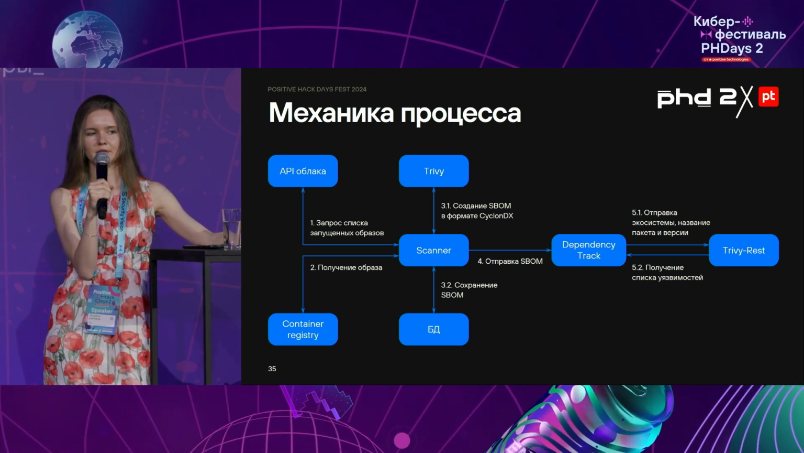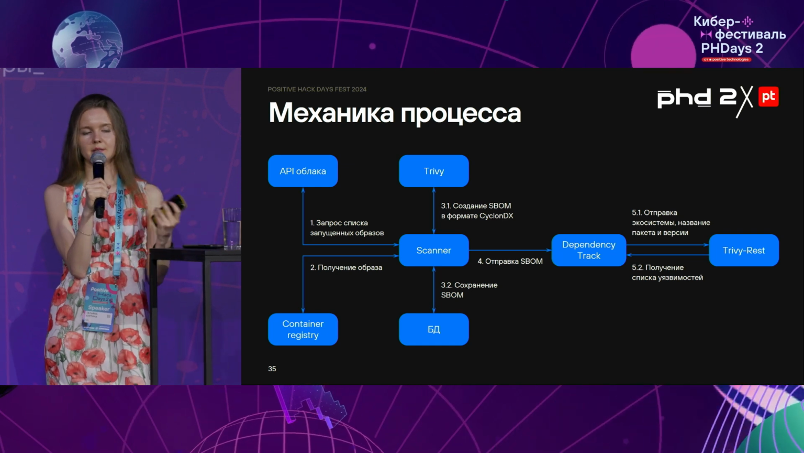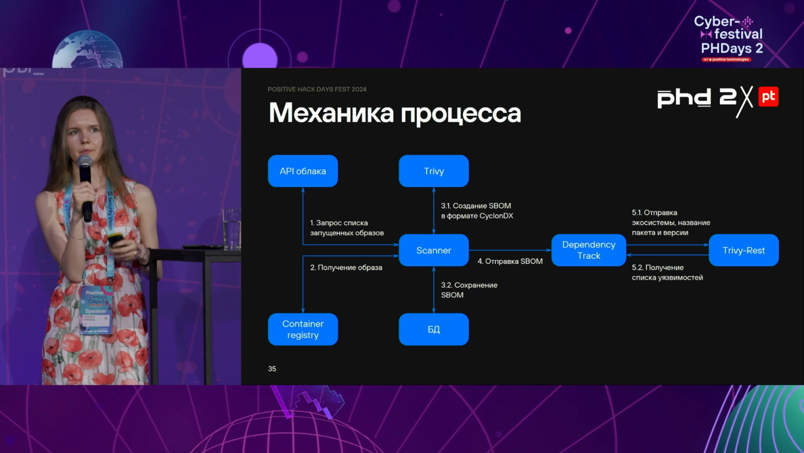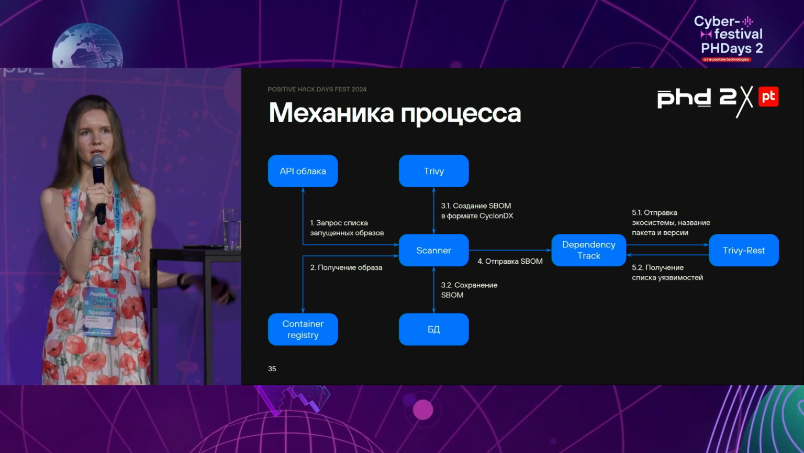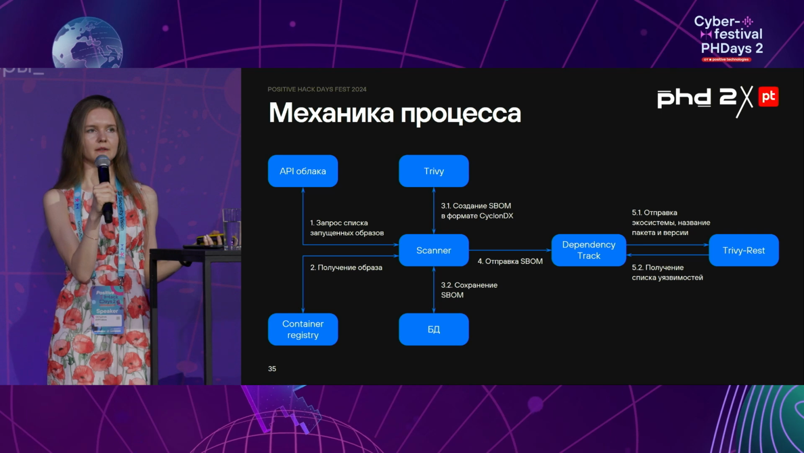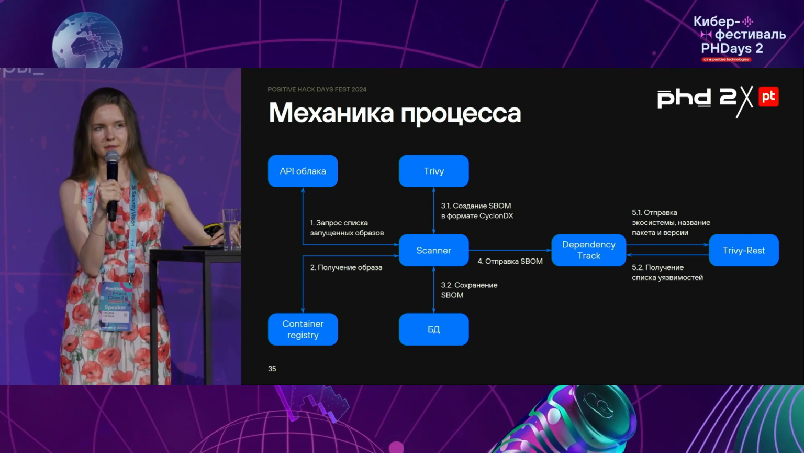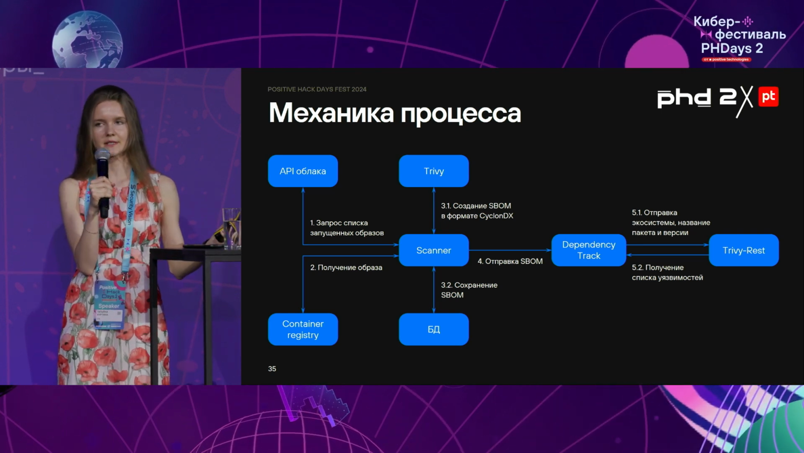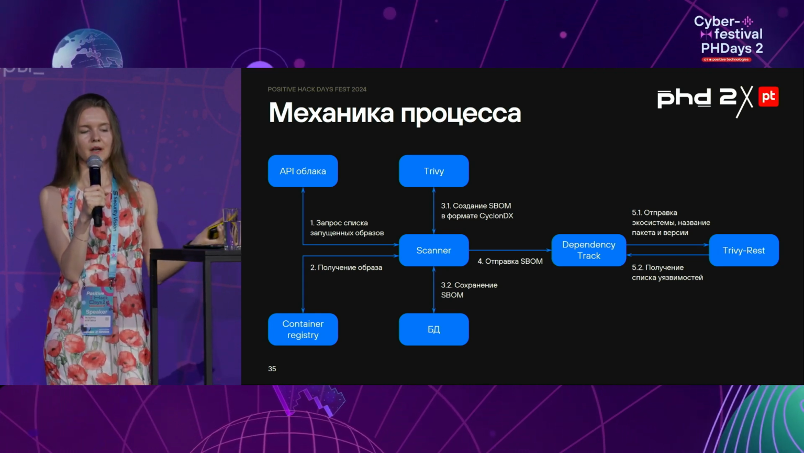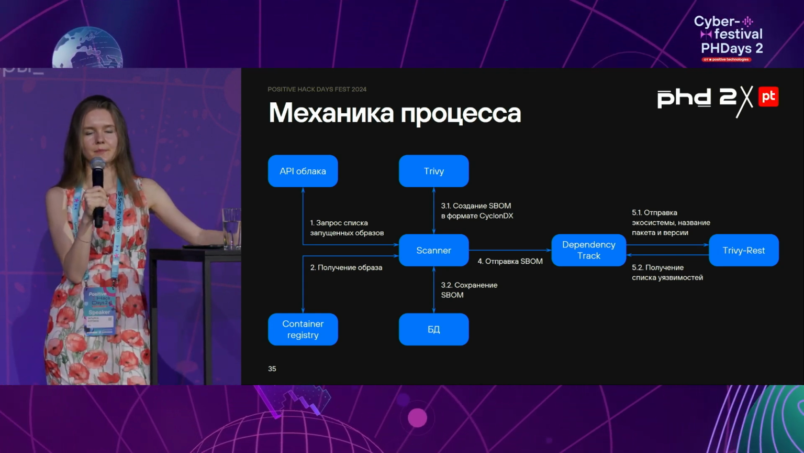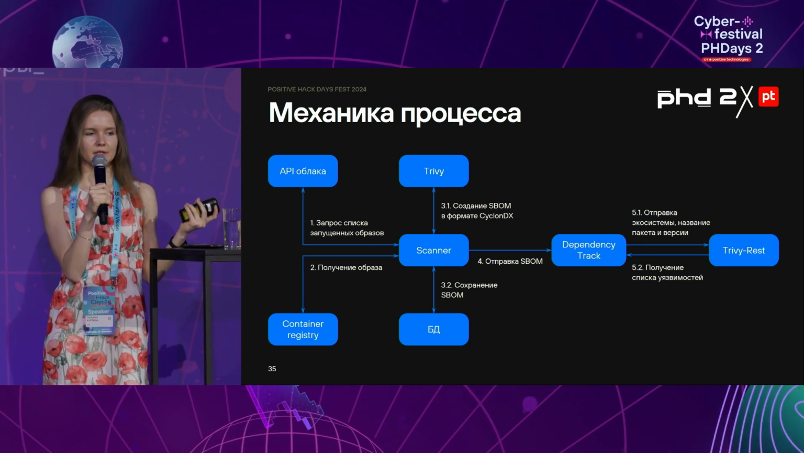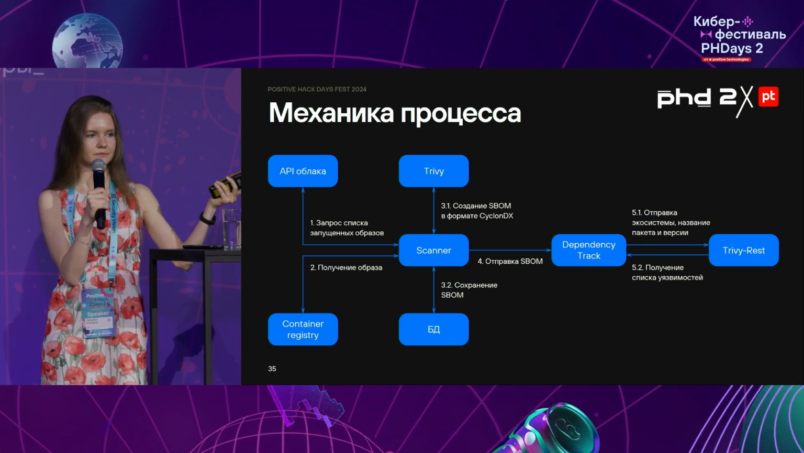Then there is a scanner with Trivy. It gets CycloneDX and sends it to the database. Then the Dependency-Track project is created and the SBOM is sent there. Old SBOMs and new SBOMs are sent there because the database is constantly updated, so we'll have to rescan the existing images. And number five, Dependency-Track with the Trivy REST analyzer analyzes vulnerabilities.